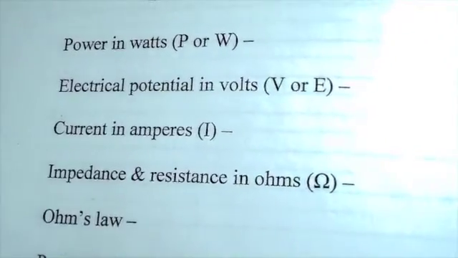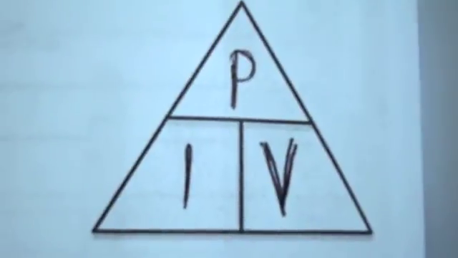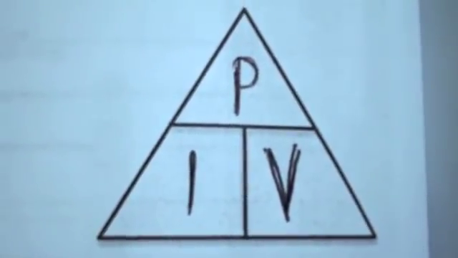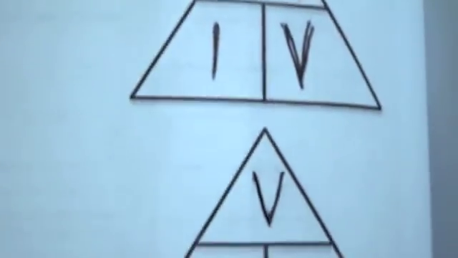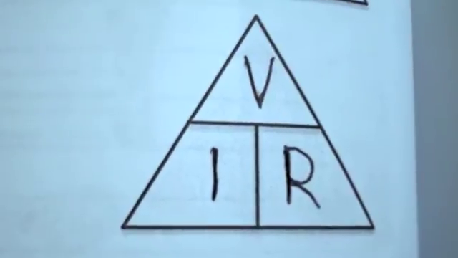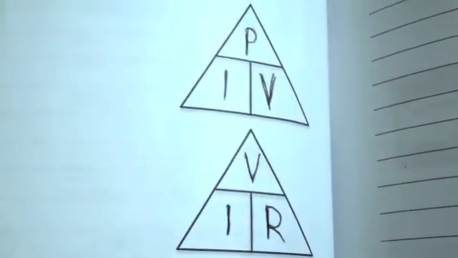P stands for power, measured in watts. I stands for intensity, or current, measured in amperes. V, or E, stands for electromotive force, or electrical potential, measured in volts. R stands for resistance, measured in ohms. Z stands for impedance, which is also measured in ohms.